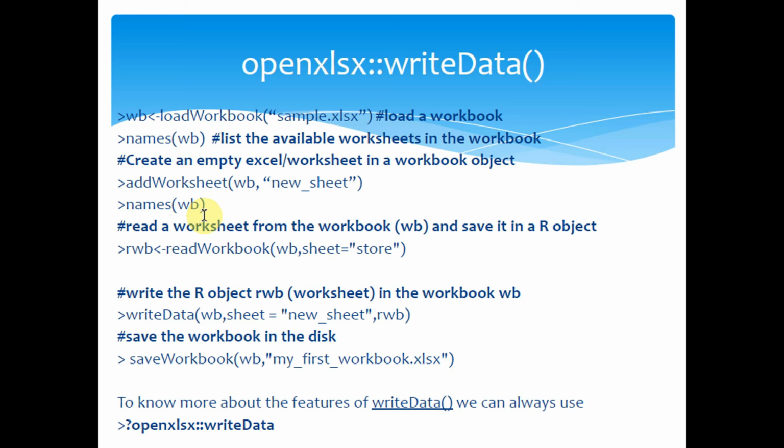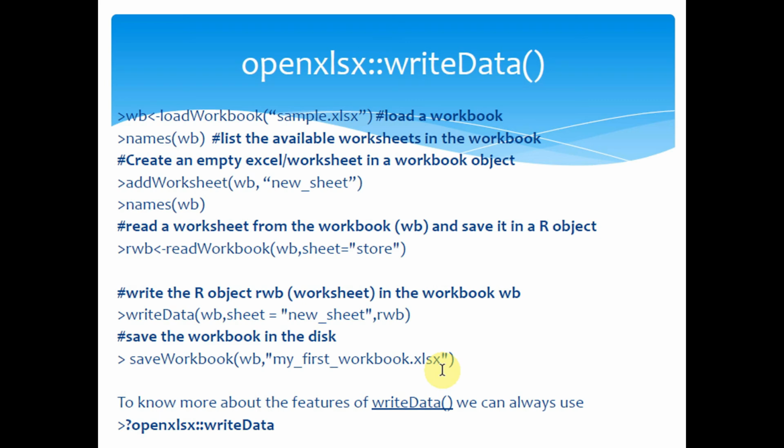Now in order to write data in the worksheet, we need an R object with some data. So we will read a worksheet from the workbook WB and save it in an R object. Now write the R object RWB into the worksheet of workbook WB. writeData, WB, a workbook containing the worksheet, then the worksheet name to write the data to, then RWB will be our R object with stored data. Done. Complete. Now save the workbook to the disk using saveWorkbook, workbook name, comma, the file name that we will use to save as.